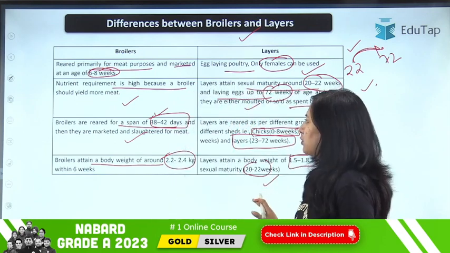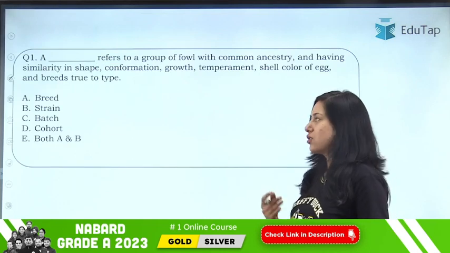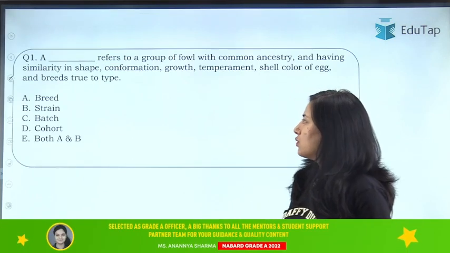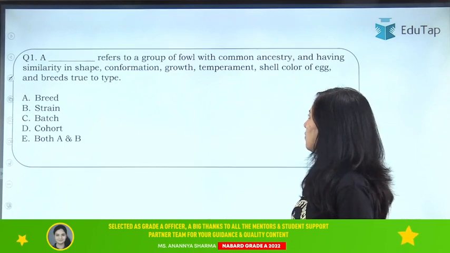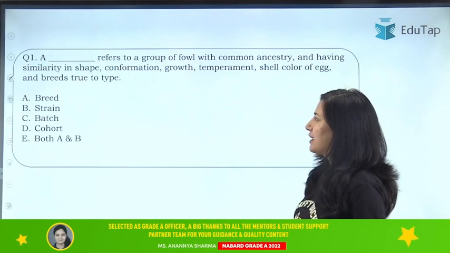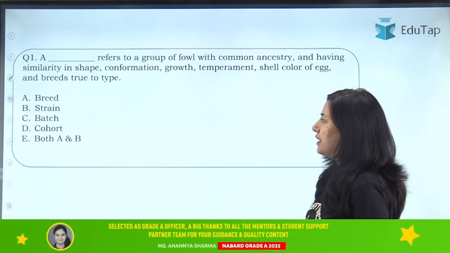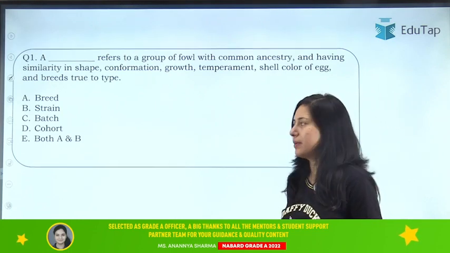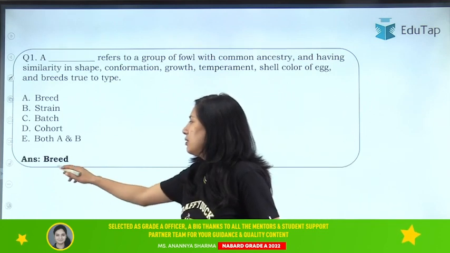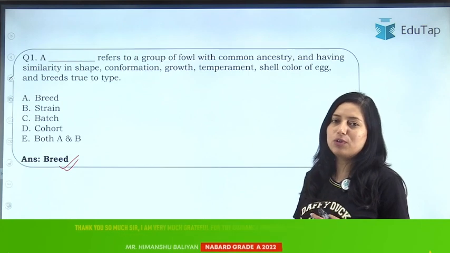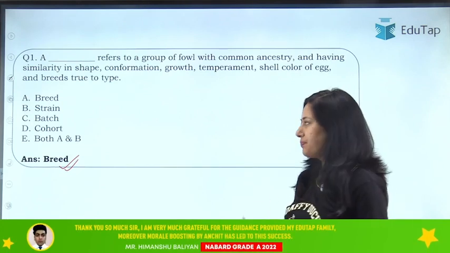Now I hope this is clear to you. Now let's discuss questions based on the concepts we have discussed so far. The first question is: a dash refers to a group of fowl with common ancestry and having similarity in shape, conformation, growth, temperament, shell color of egg, breeding true to type. The right answer to this question is breed. Breed refers to a group of fowl which have common ancestry.